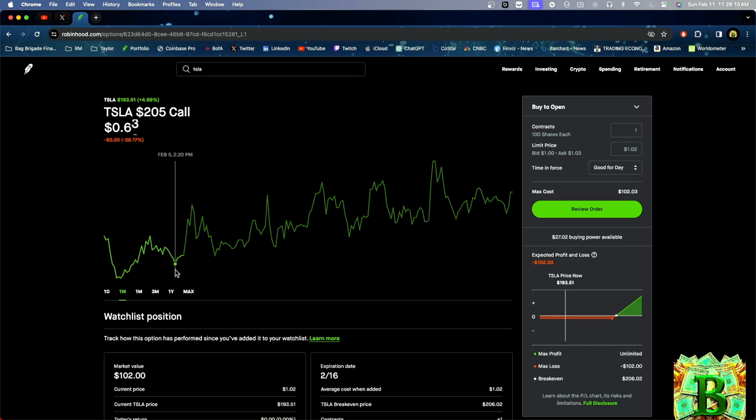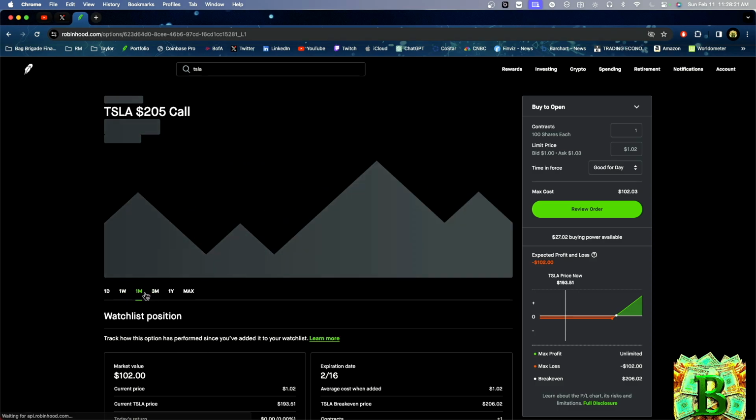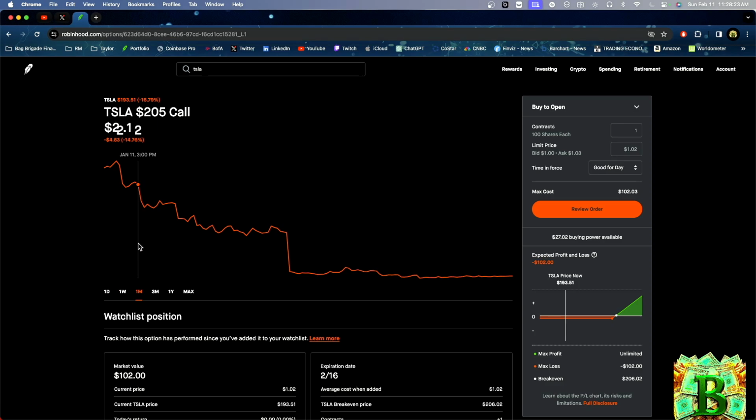As you can see, it's actually slowly been gaining value if you bought it about a week ago. I mean, not too shabby. Obviously, it has its peaks and stuff. But Tesla's been going up. Now, if you go back a month, Tesla's been getting absolutely crushed. Do you see how expensive this contract was at the beginning of January, about a month ago or so? $34.80 a contract.